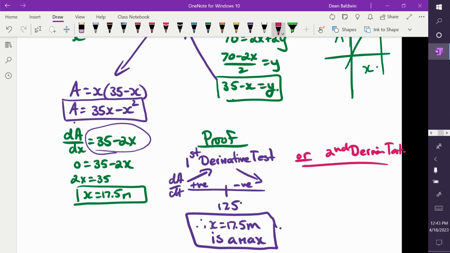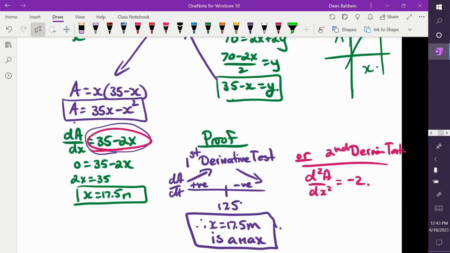So you have to find the second derivative. Remember when we did this before, I said finding the second derivative is pretty easy with polynomials. What is the second derivative? Here's our first. What is it? It's negative 2. d squared A over dx squared is equal to negative 2. It's negative 2 everywhere. The second derivative is negative everywhere.